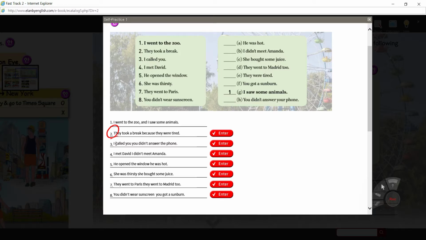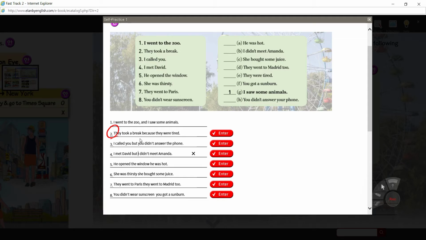Number 3, I called you, you didn't answer the phone. So I'm going to put the conjunction but in here. I called you, I wanted to talk to you, but you did not take the phone call. I met David, I didn't meet Amanda. So that's a classic contrast right there. So I think that's also but.